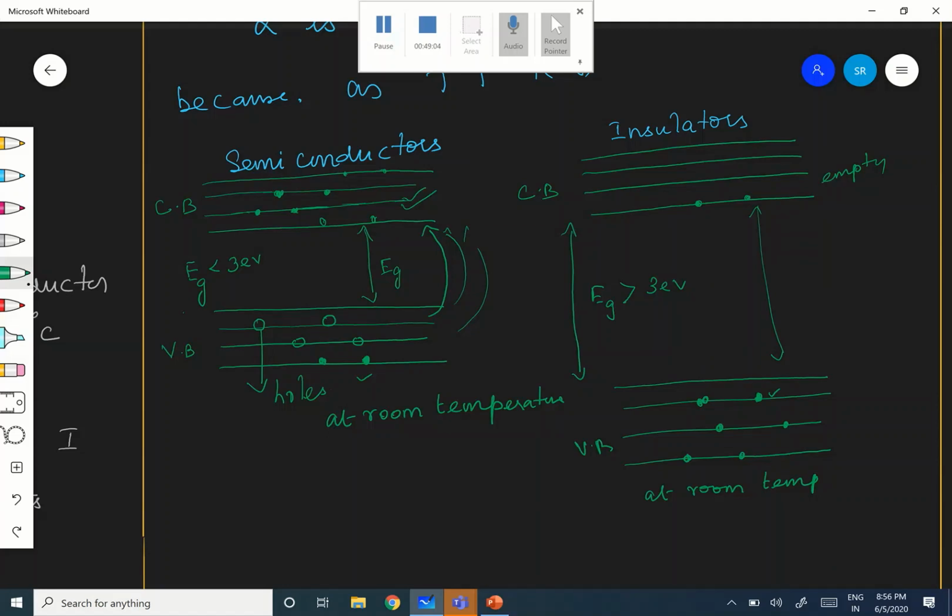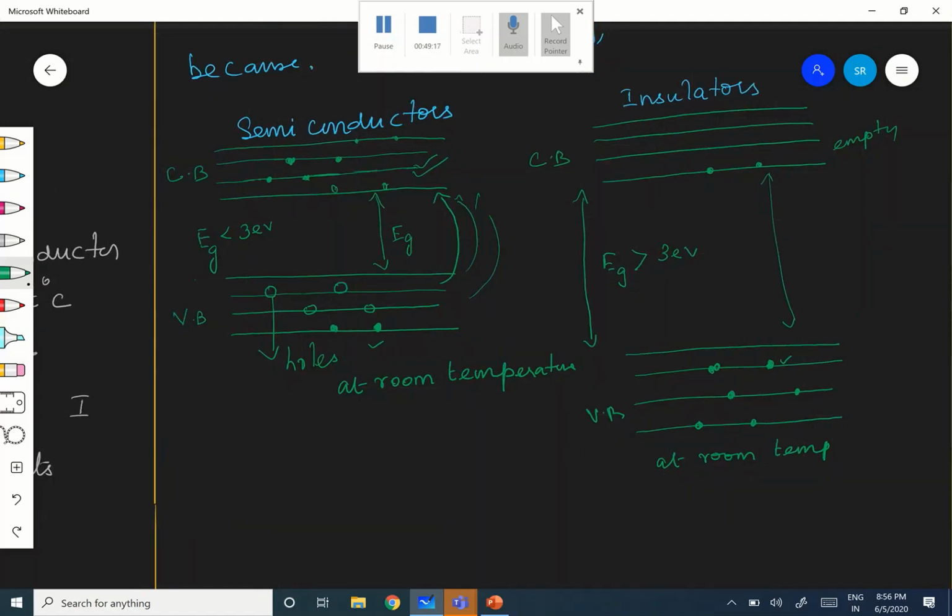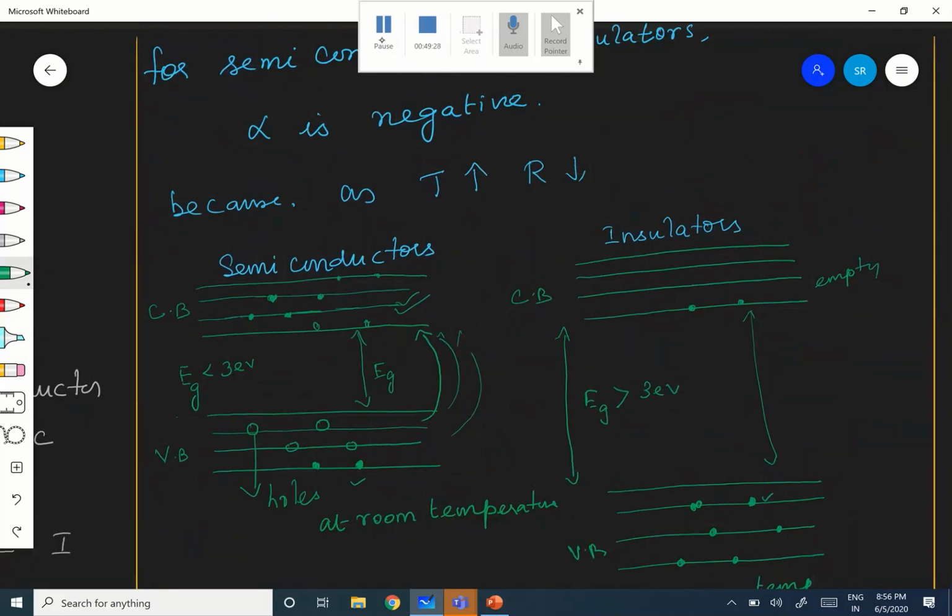Once the conduction band has electrons, they are ready for conduction. The number of electrons in the conduction band increases as you increase the temperature. So as you increase the temperature, what will happen? Resistance will decrease here. That is why I told you, as you increase the temperature, more electrons will be there in the conduction band. Therefore their conductivity will increase, and resistance will definitely decrease. Are you following?